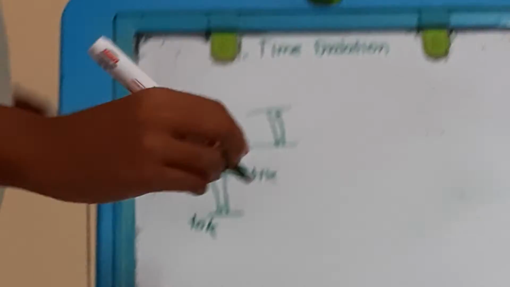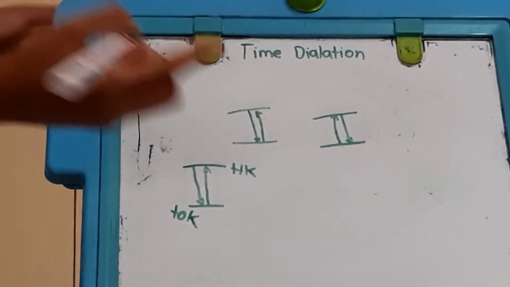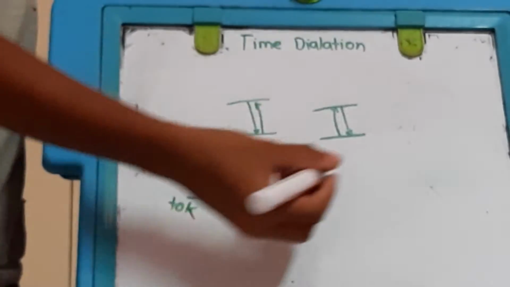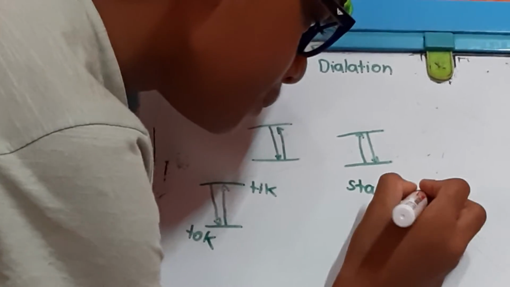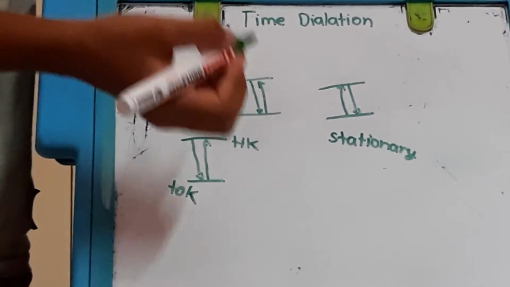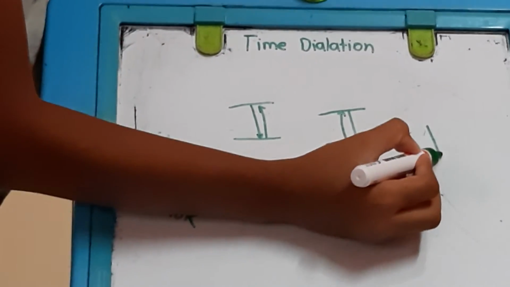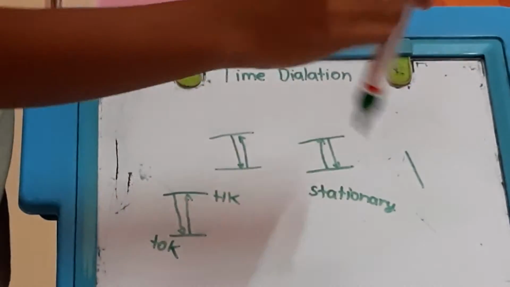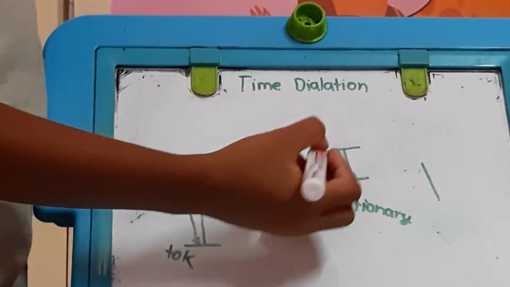So here I'm drawing my light clock again. The light is reflected here and also reflected here. But let's say this light clock is stationary. From your perspective, how would you see the light reflecting? You will see the light reflecting normally, going up and going down, just a straight line up and down. This is how your perspective will be when the light clock is stationary.